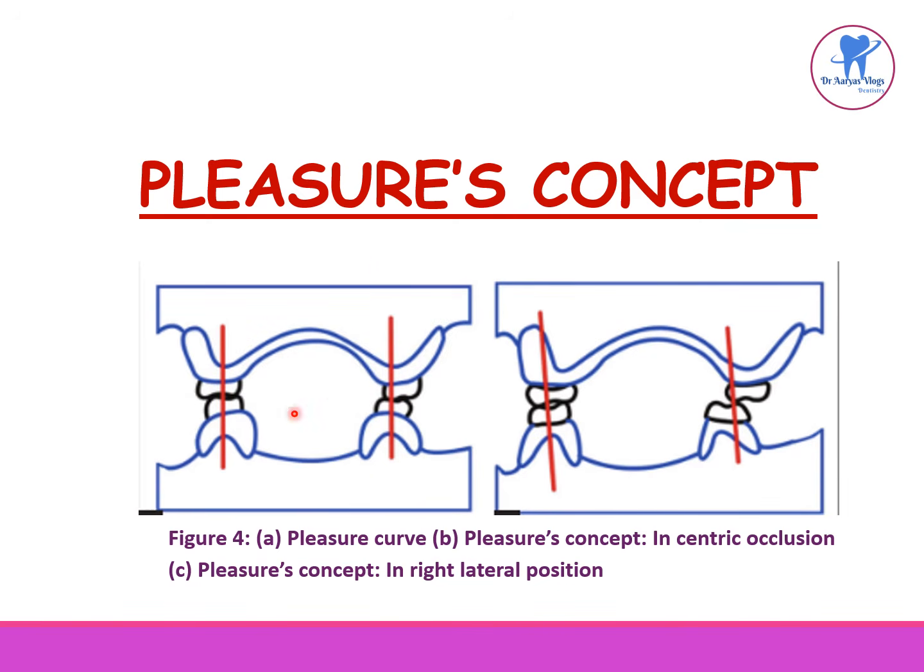Here this picture shows Flusher concept in the centric occlusion, and here it is in the right lateral position. So in centric occlusion, the contact forces are directed toward the ridges. Okay, here the forces are directed toward the ridges, and in right lateral working position, the occlusal forces are directed toward the lingual side of the lower ridge on the working side and toward the buccal side of the lower ridge on the balancing side, depending on the inclination of the second molar ramp. So here this is the Flusher's concept in right lateral position.